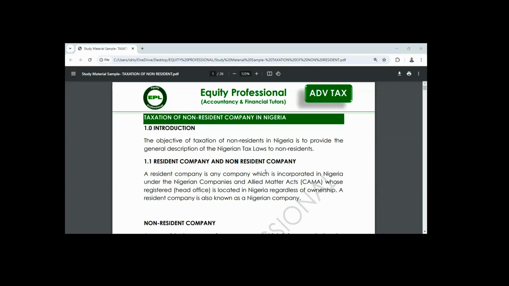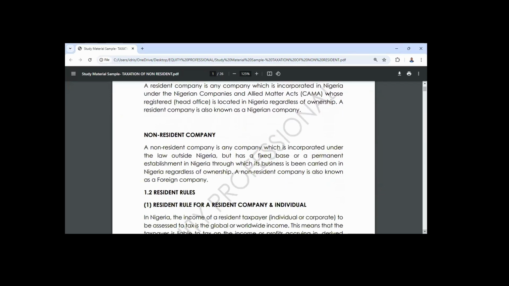But in the case of a non-resident company, a non-resident company is a company that is not incorporated in Nigeria, or that is incorporated under the law outside Nigeria. But that non-resident company derives income in Nigeria or they have a fixed base in Nigeria. Fixed base simply means permanent establishment. What does that mean? They have a branch, office, or warehouse in Nigeria.